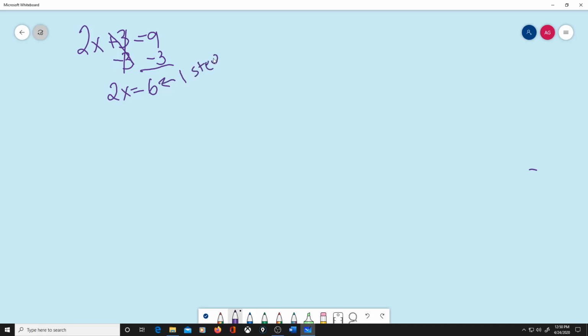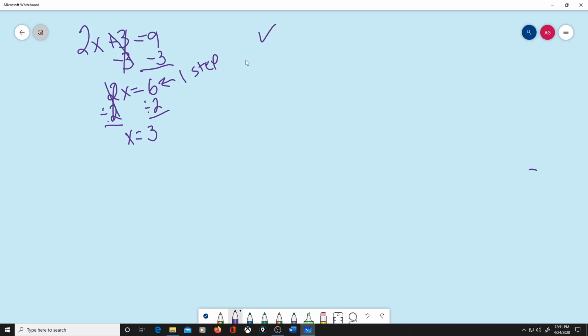Okay, so the goal is to get it down to a one-step equation. Then you can just do whatever operation you need to undo what's happening to the variable so you can solve for it. So in this case, multiplication. So we're going to divide by 2 and divide by 2. And we can see here that 2 divided by 2 is just going to be 1. And when we have a coefficient of 1, we don't even have to write it because of the identity property. And 6 divided by 2 is going to give us 3. So now we get x equals 3.